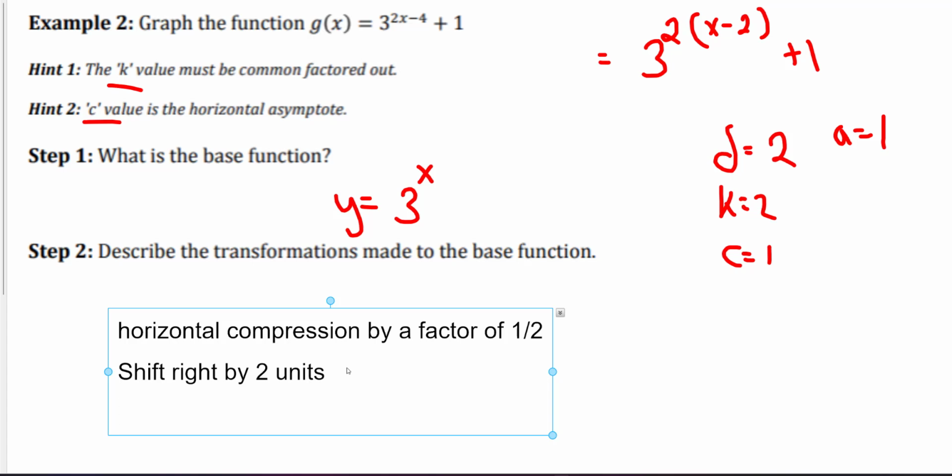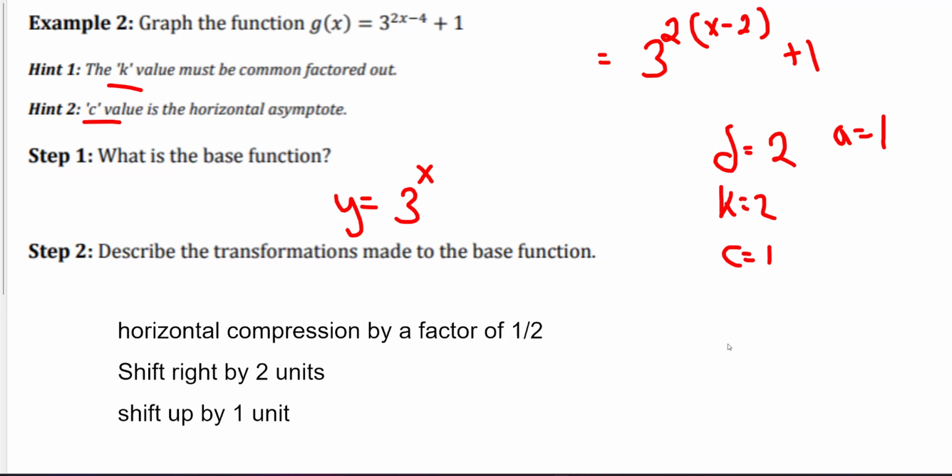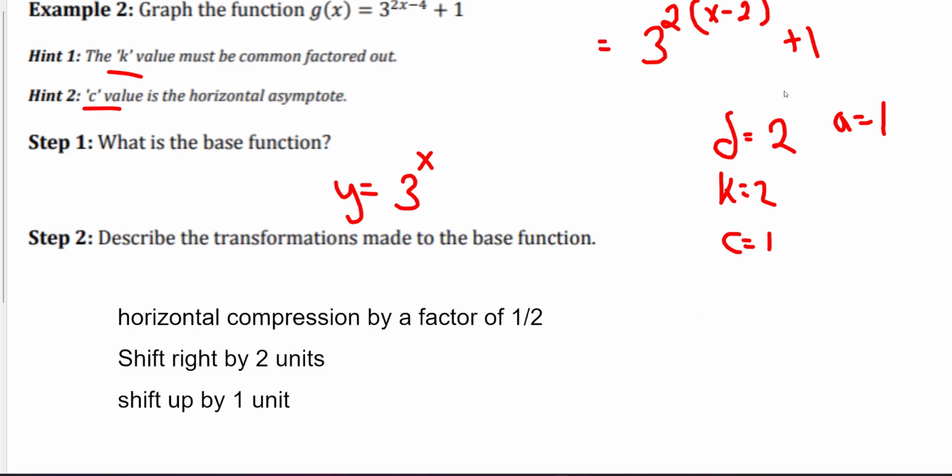My c value is 1, so that's obviously a shift up by 1 unit. And yeah, we're done. So we got your d, k, c, and your k value. There are no reflections because nothing's negative. The a value is not negative, the k value is not negative, and there's no vertical stretch or compression because the a value is 1. So I've described my transformations.